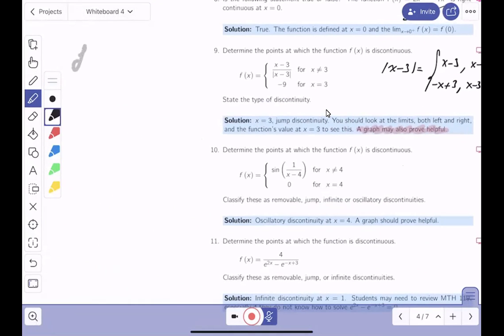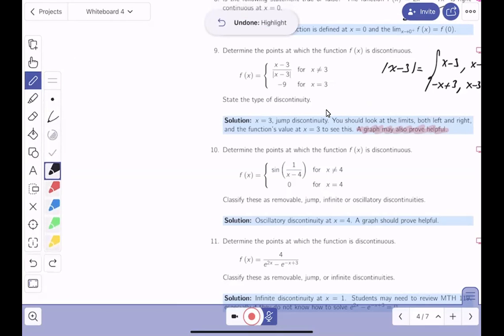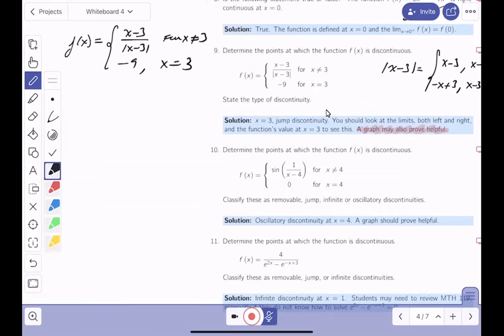F of x, oh, I did it again. F of x equals the function x minus 3 over absolute value x minus 3 for x not 3, and then minus 9 when x is 3. I'm going to graph this here. And again, I'm not saying it's easy for you. We're trying to encourage it. Maybe a graph might be helpful. So at 3, 1, 2, 3, you would get minus 9. I'll put this over here. That's a nice big dot there.